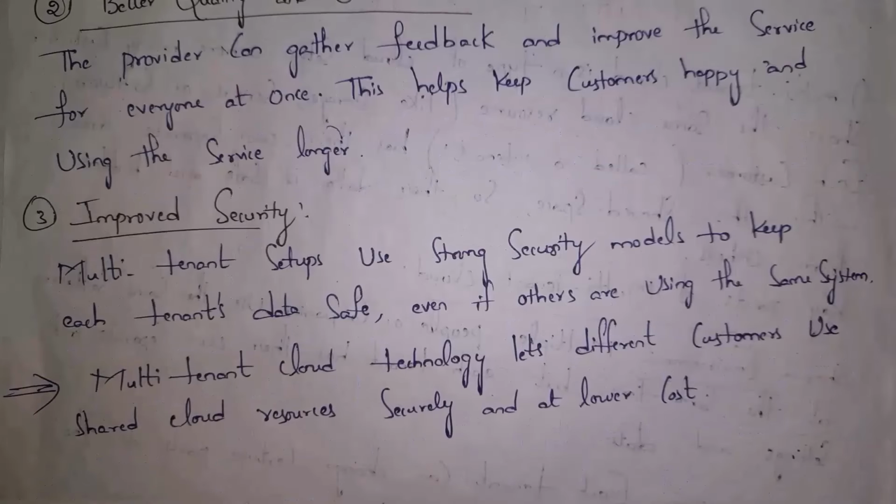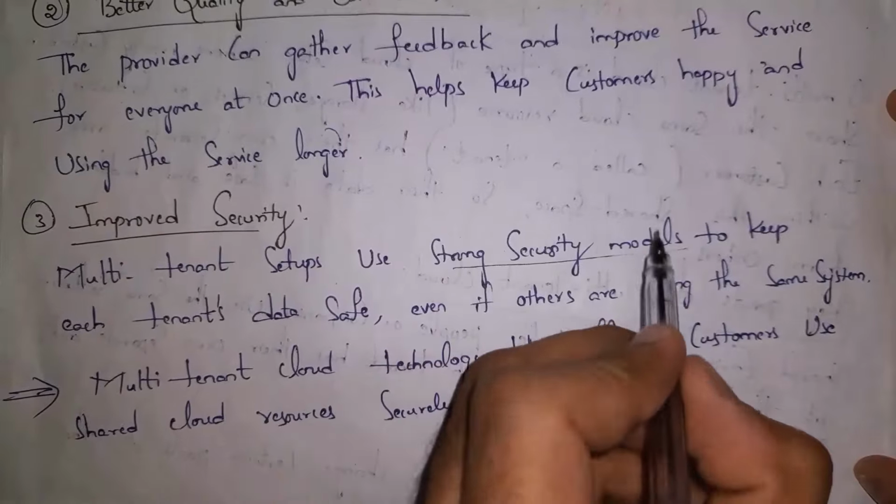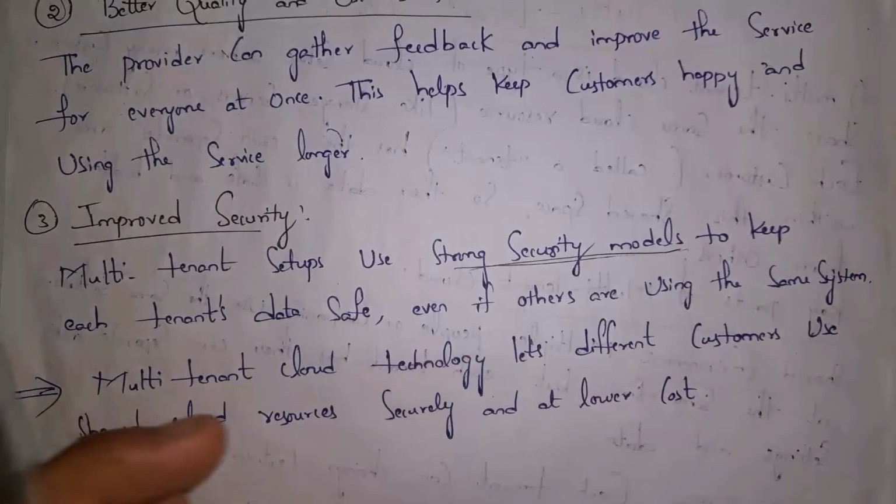And the third one is improved security. We also call a customer a tenant. Not only a single tenant will use cloud, multiple tenants will use cloud at a time. Even though multiple tenants use cloud at a time, your data will be secure, because cloud will use strong security models. So by multi-tenant cloud technology, different customers can use shared cloud resources securely at low cost.